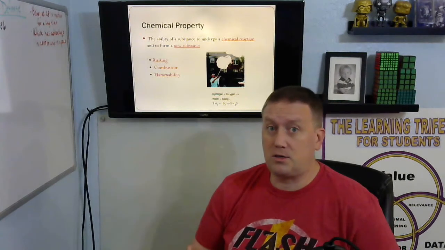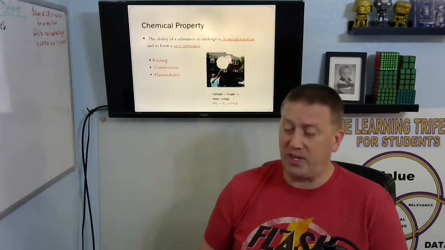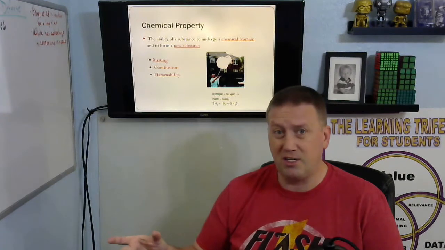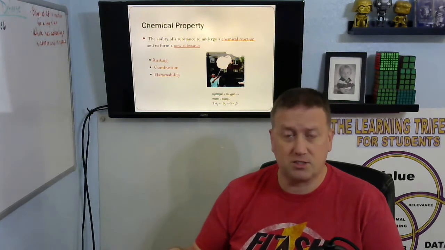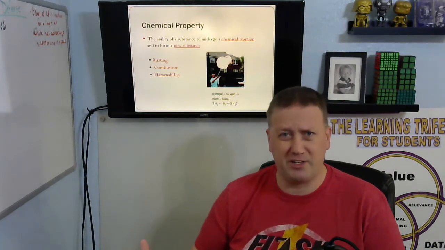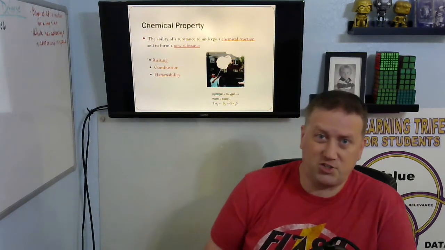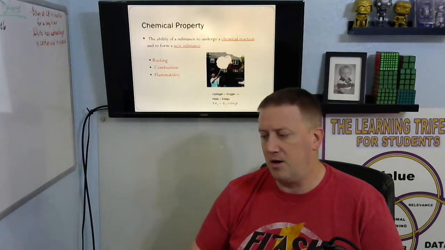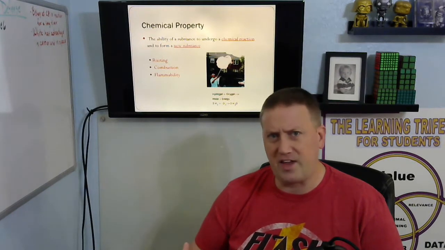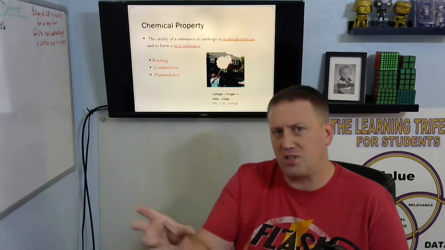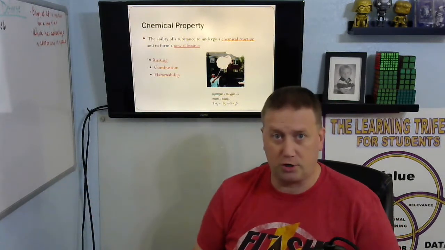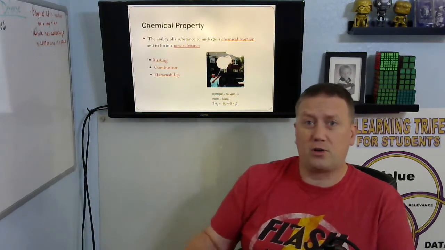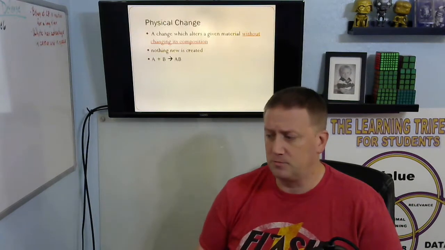So chemical properties can include things like rusting of a substance, the combustibility, whether it catches on fire easily, flammability, and things like that. Things that are going to cause chemical reactions to occur. Those are our chemical properties.